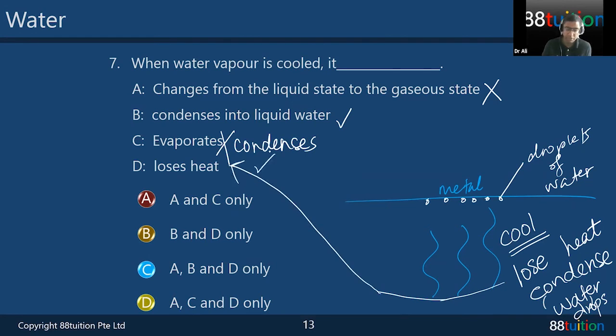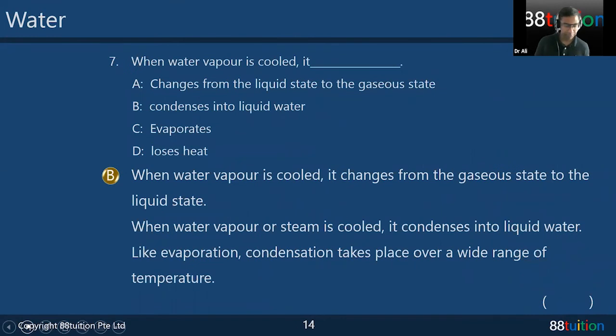So that is correct. So is it, we want correct statement or wrong statement? Correct statement. So which are the correct statements? B and D. Very good. Answer is B and D. All right. Let me move on.